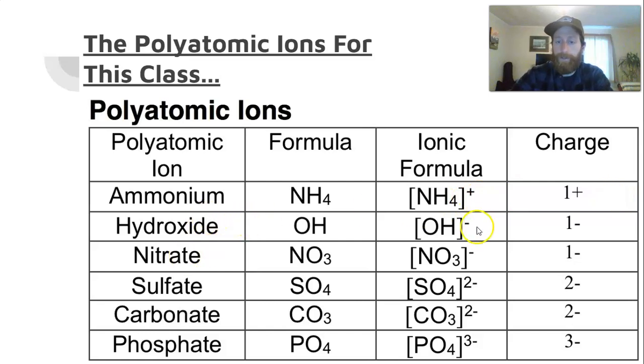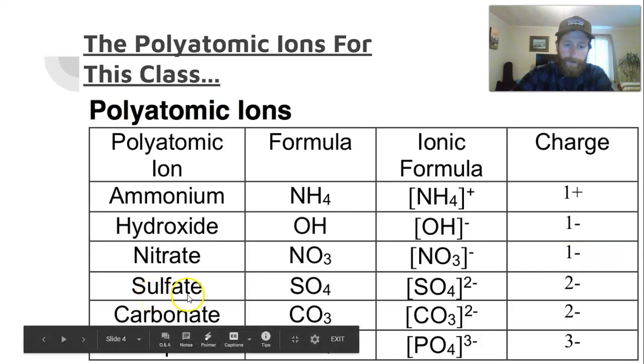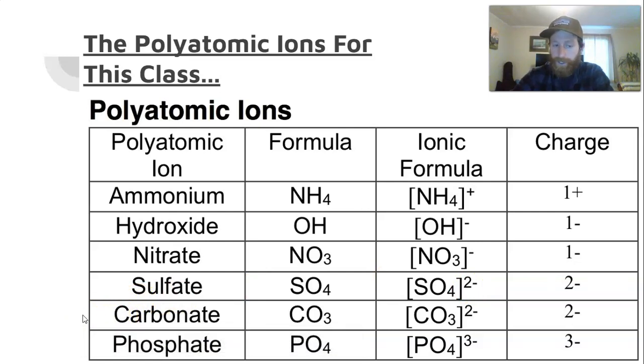Hydroxide has the formula OH and has a -1 charge. Nitrate has the formula NO3 and has a -1 charge. Sulfate has the formula SO4 with a -2 charge. Carbonate has the formula CO3 with a -2 charge. And lastly, phosphate has the formula PO4 with a -3 charge. Again, those are the big ones that we'll deal with in this assignment.